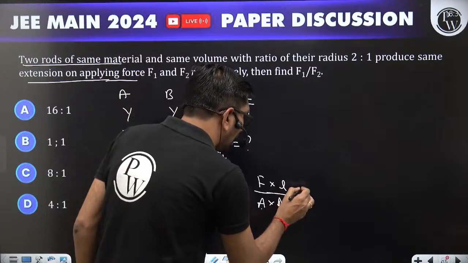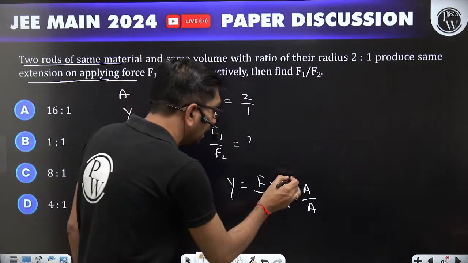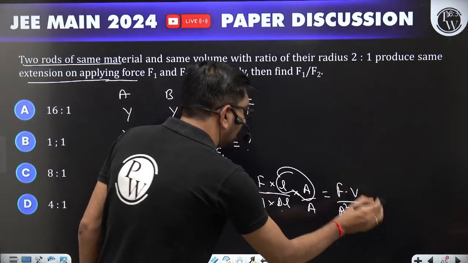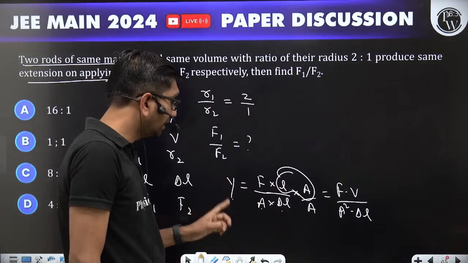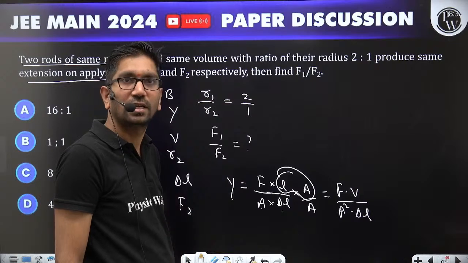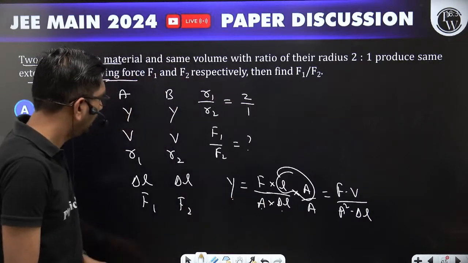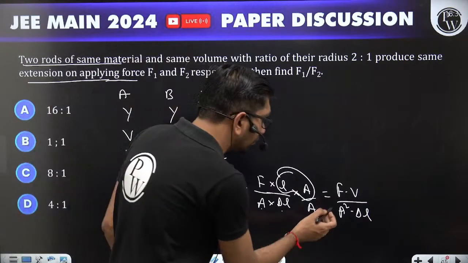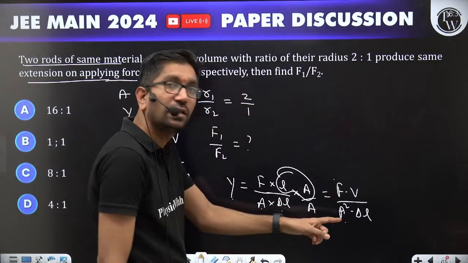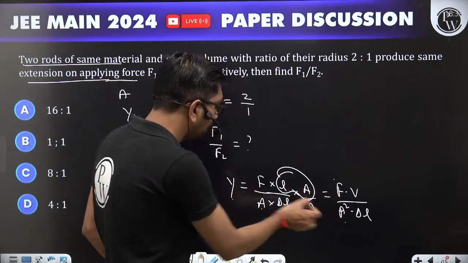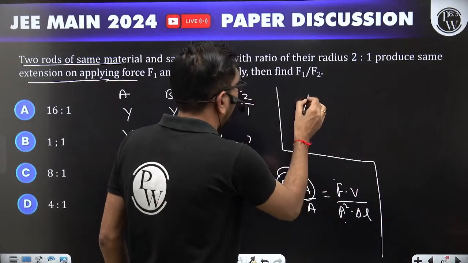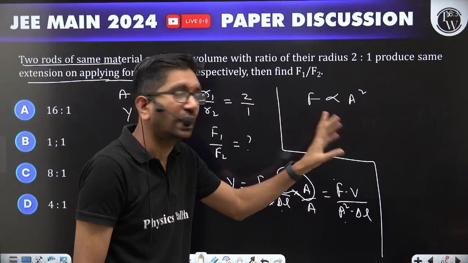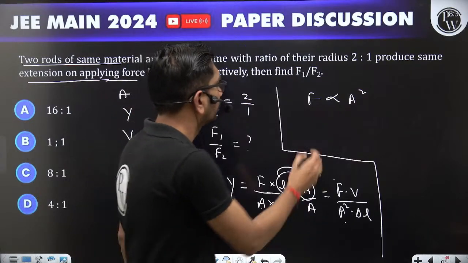What do you get, beta? Multiplying and dividing by area, it becomes volume now. So F into volume by A square into delta L. Is it clear? This is the Young's modulus formula in terms of volume. Now everything is the same except radius and force. So if you rearrange this, observe carefully, we come to know that the force is directly proportional to area square.